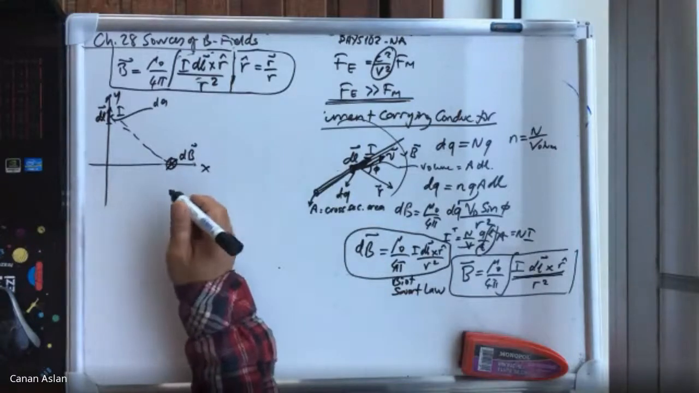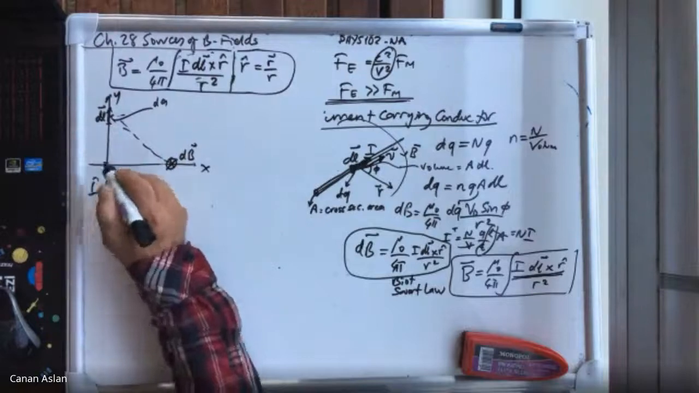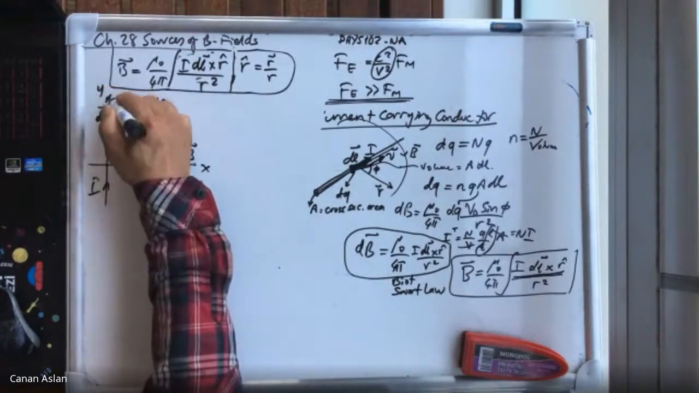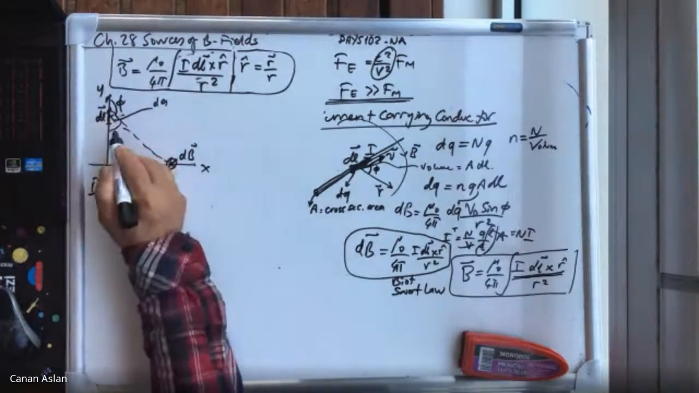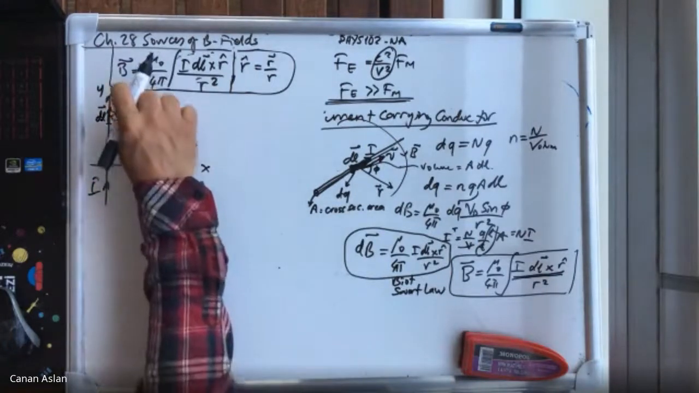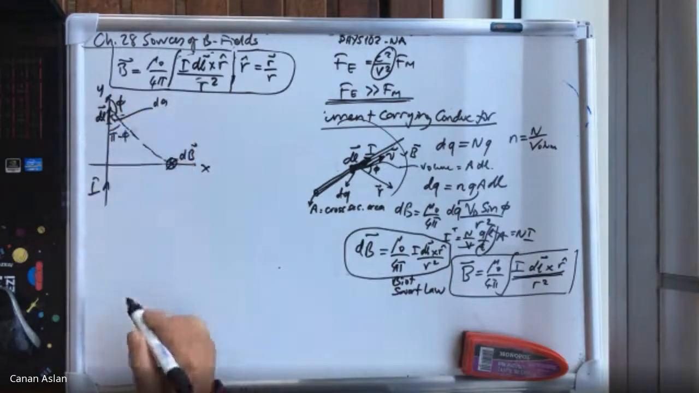So what we do is that the current I is passing through here, okay? When we say that this is angle phi, then this is angle pi minus phi, okay? Due to the property of the triangles. So if this is phi, this is pi minus phi.